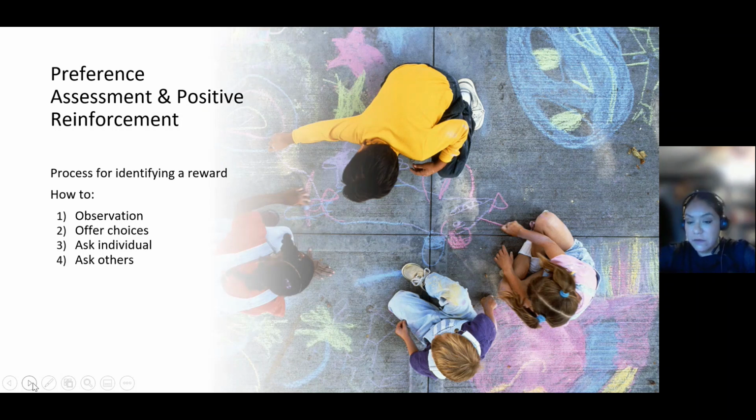And you can do that by observing what an individual spends a lot of their time with or time on, right? So a lot of the times, you don't really have to ask. You can just observe what the individual spends their time doing. You can offer choices. You can say, would you prefer this or this? You can ask the individual, hey, what is your most preferred item? What is your favorite thing today, right? And you can also ask other individuals who engage with that person regularly. So parents, grandparents, aunties, siblings, right? We can ask teachers and other caretakers as well to give us some input on what might be a really valuable reinforcer for that individual for that day, that week.